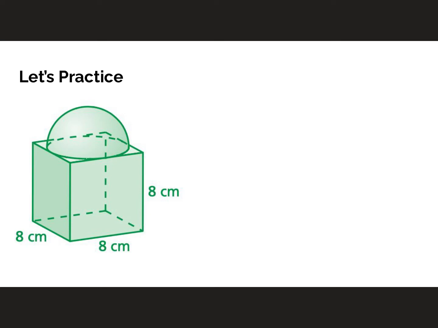Here, I have a cube. I know because all of the dimensions are the same, with a hemisphere on top. So for the cube, remember, the volume is just length times width times height, or the side length cubed. So here it is just 8 to the 3rd power. 8 times 8 times 8 gives me 512. So that's 512. That one's pretty easy.